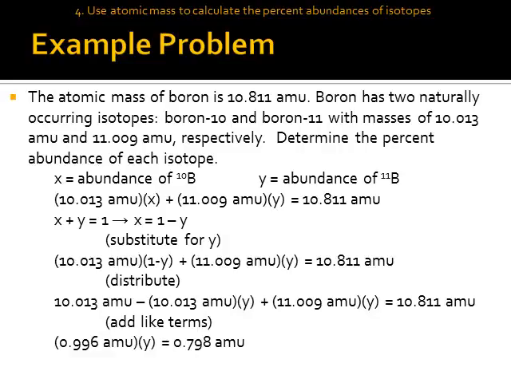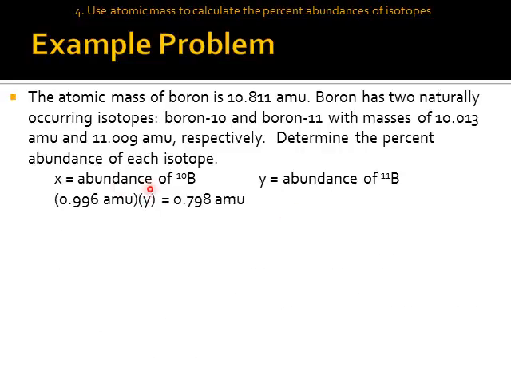So here's the equation we had before. Now to solve for Y, I just need to divide both sides by 0.996 AMUs, and that gives you Y equals 0.801. Now we're not quite done yet, but we've done the bulk of the problem. We still need a value for X.